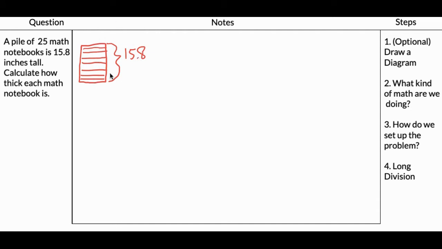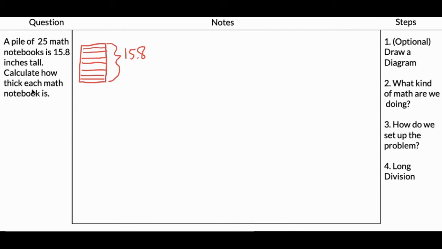I think this is really important, especially for a problem like this, because it's common to fall into the trap of just taking the bigger number and dividing it by the smaller number. In this case here, though, this diagram shows us that the whole thing is 15.8 inches. And there's 25 math books. So we're really taking something that's 15.8 inches tall and dividing it into 25 different lengths or thicknesses of each math book.